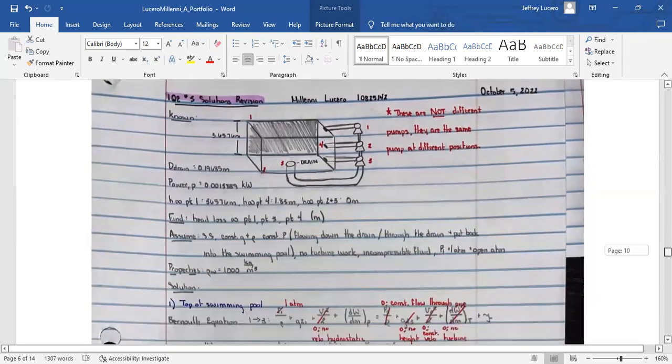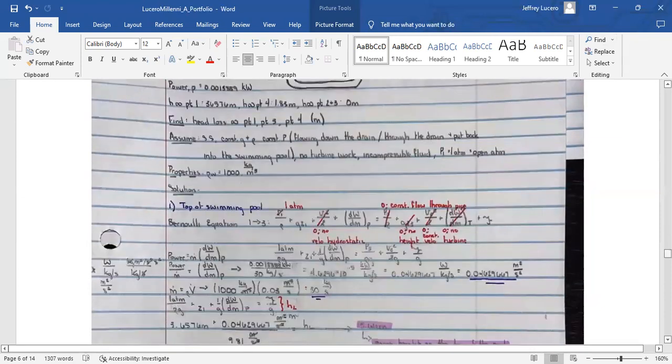We want to find the head loss at point 1, point 3, and point 4 in meters. We can assume steady state, constant gravity and density, constant pressure flowing down the drain, through the drain, and back into the swimming pool. There's no turbine work. It's an incompressible fluid. P1 is open to atmosphere, so it's 1 atmosphere. And our property is that the density of water is 1,000 kilograms per meter cubed.